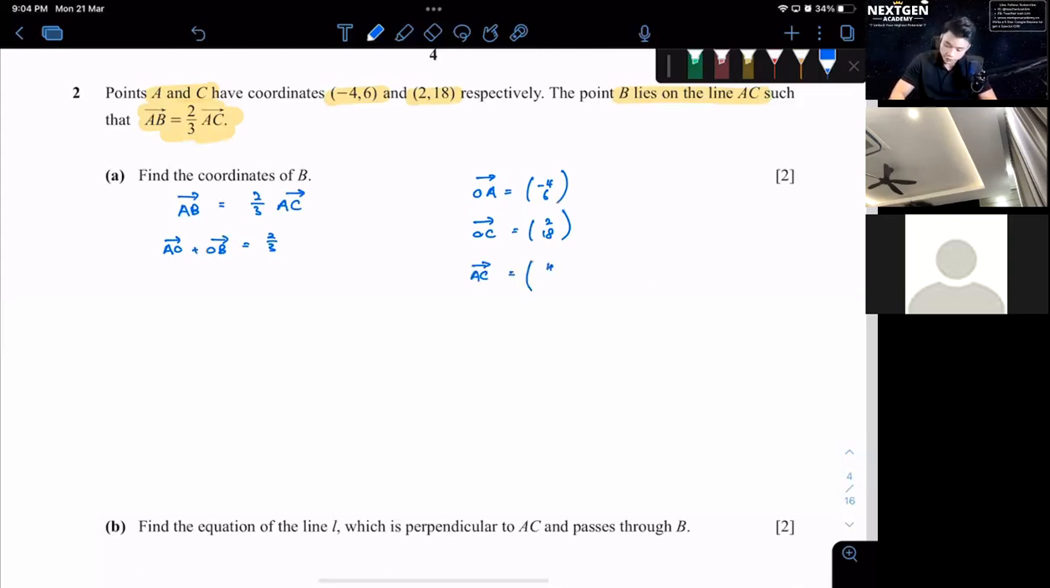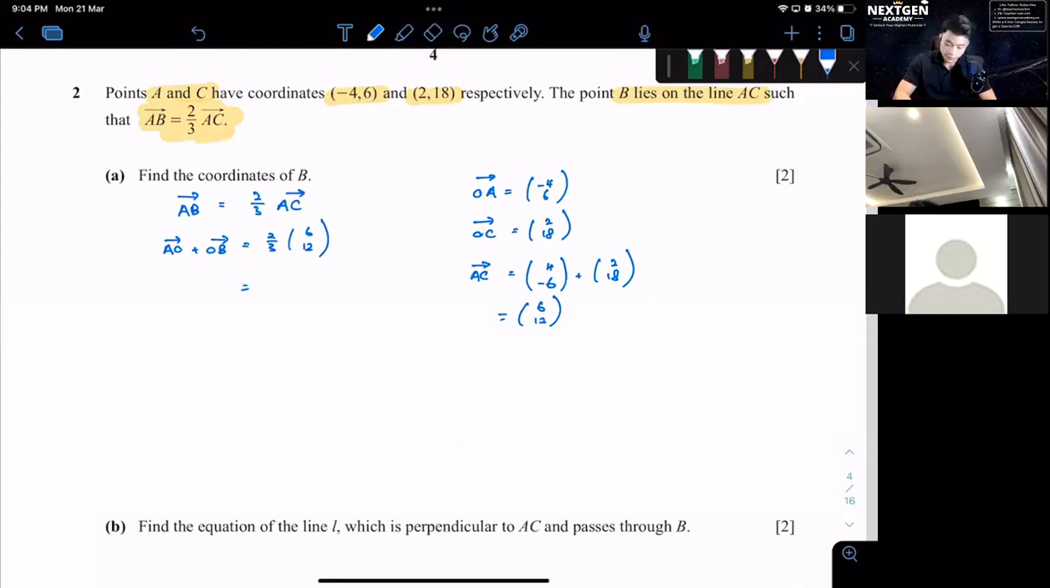(4, -6) plus (2, 18). AO plus OC. So I inverse it, I multiply it by negative because it's inverse. So we will get (6, 12). So AC will be (6, 12).